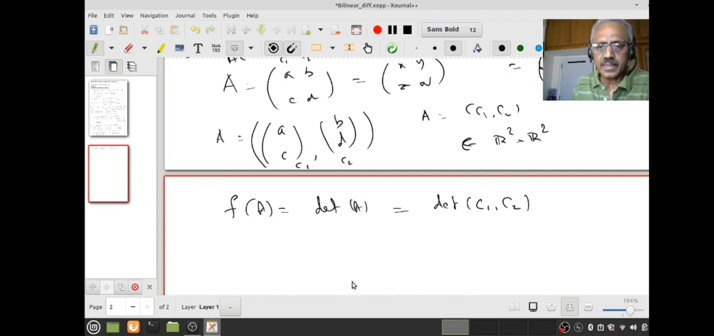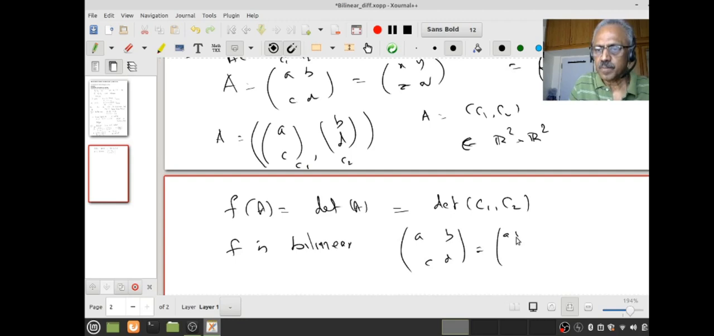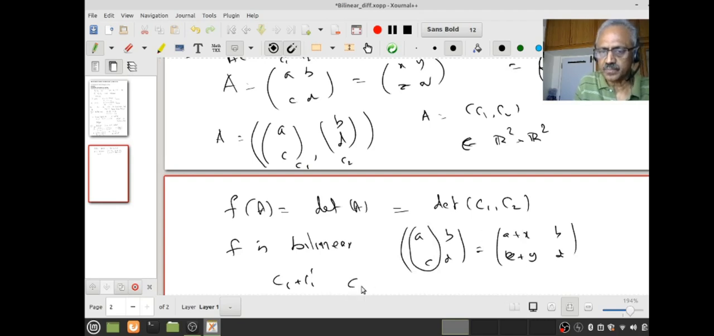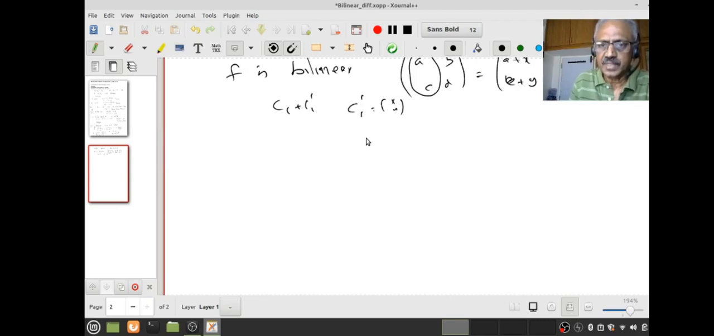And the properties of determinant say f is bilinear. If you read my linear algebra book, you would be very confident about such things. Otherwise, you may have to take a little time and review it. What does it mean? Suppose I have A, B, C, D, and I add another vector: A plus X and C plus Y, and B, D. That is, I am adding C1 plus C1 dash, where C1 is (A, C) and C2 is (B, D), and C1 dash is (X, Y). Then the properties of determinant say that it is linear in each of the variables. Please check, don't take it for granted.